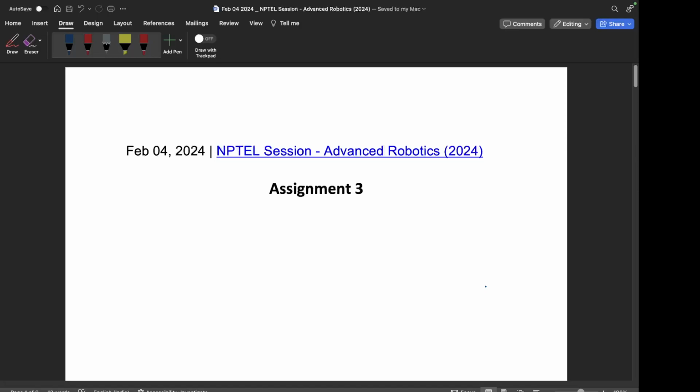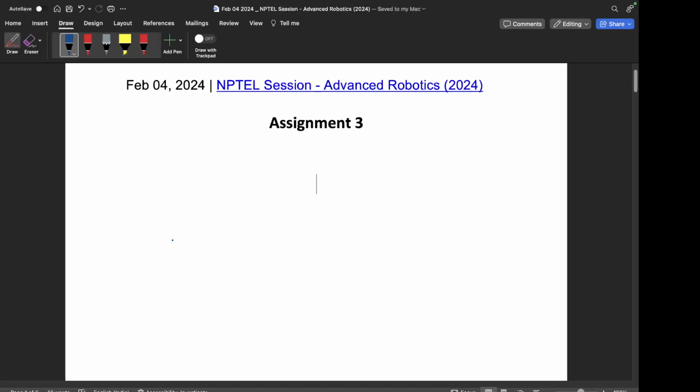Good afternoon, students. In week 3 of the Advanced Robotics course, we have covered forward kinematics and inverse kinematics. So in this session, I will talk a bit about both these concepts and will solve some questions regarding these concepts. So firstly, why do we need inverse kinematics and forward kinematics while working with robots?